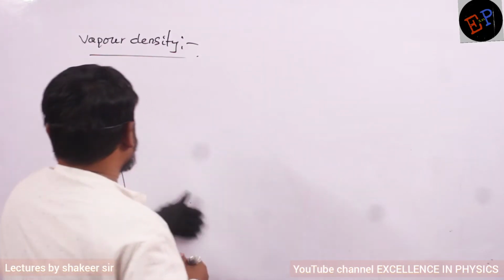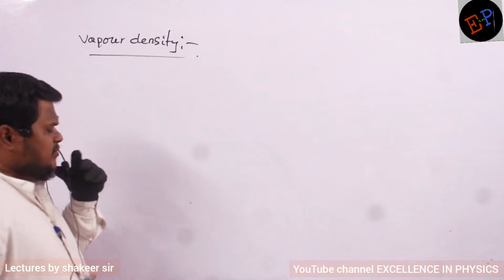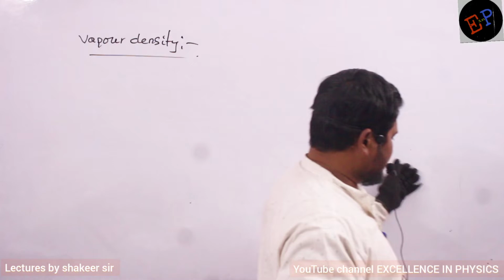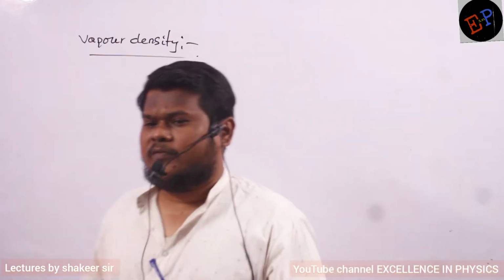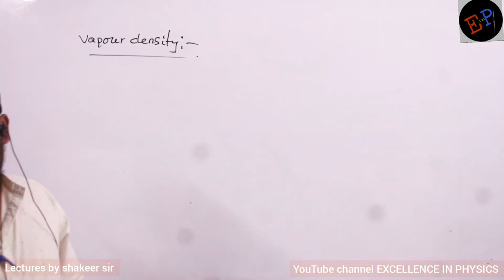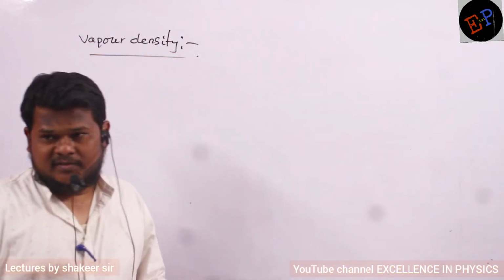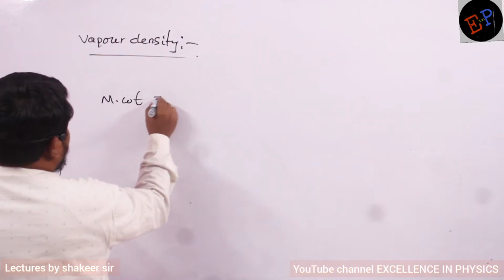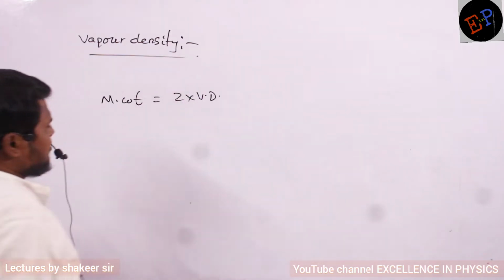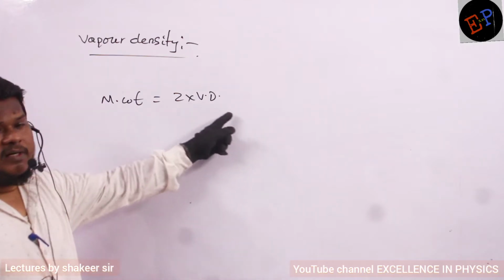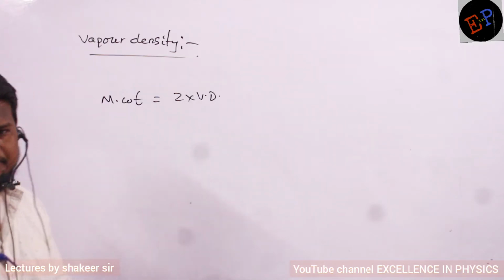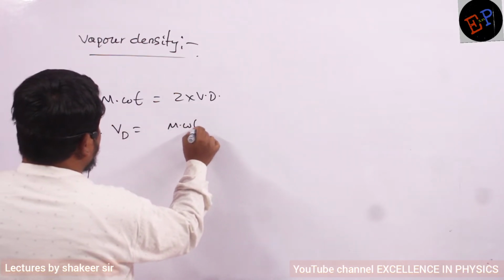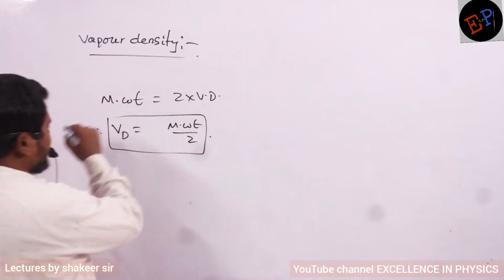So the next concept which we are studying is vapor density. Previously in some topic we have written a relation between molecular weight and vapor density. Do you remember? When studying Graham's law of diffusion, we studied this. The molecular weight of a gas is equal to 2 times its vapor density. So therefore, vapor density is equal to molecular weight divided by 2. So this is a relation.